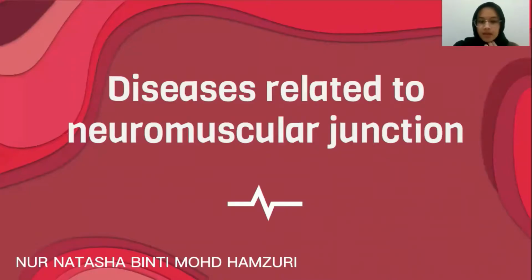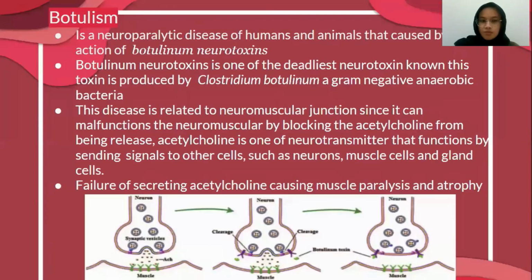First, I'm going to explain the diseases related to the neuromuscular junction. So, the first one, we have botulism, which is a neuroparalytic disease of humans and animals that is caused by the action of botulinum neurotoxin. So, botulinum neurotoxin is a toxin that is produced by Clostridium botulinum, which is a gram-positive anaerobic bacteria.